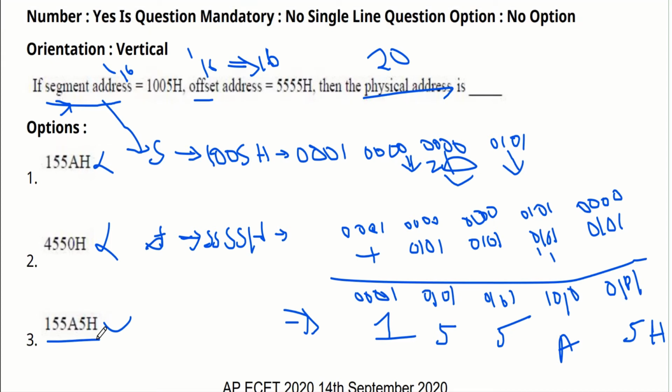You must learn all the conversions. I have placed a link in the description for learning calculations in depth. And now let's move to our next question.